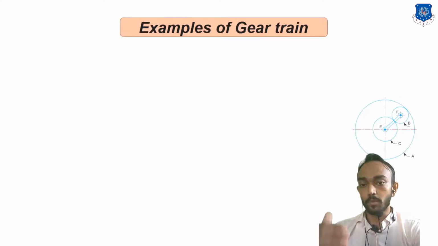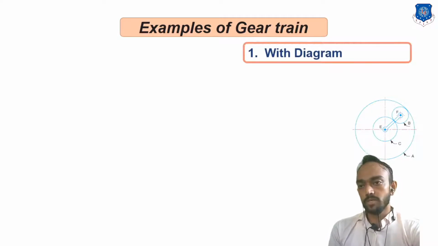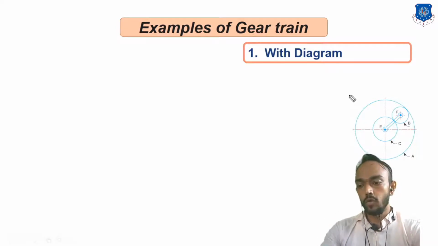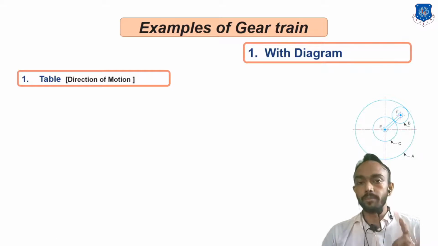Okay, so I will revise the procedure for any gear train example. First of all, there are two categories. In one, a diagram is given, meaning a figure, this assembly: C is connected to B, B is connected to what; whatever configuration is given in the drawing. For that, what will you do? First of all, make the table. If a figure is given, don't read the data, we don't need it while making the table.